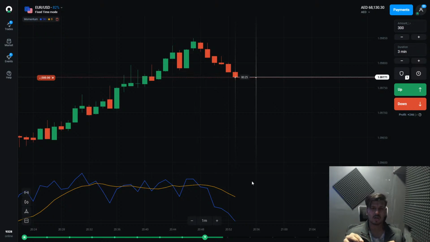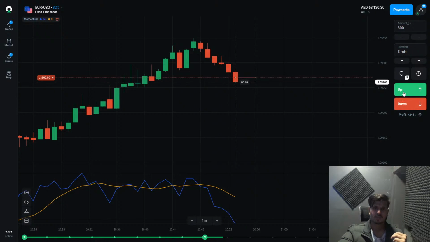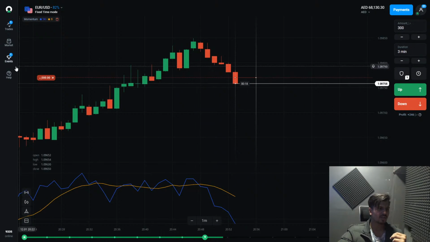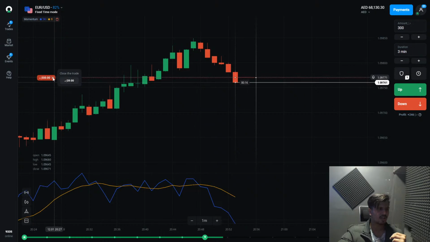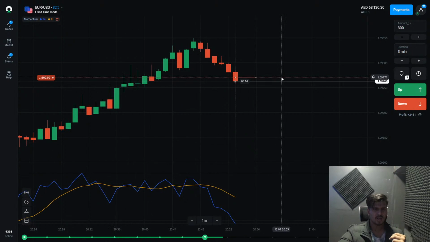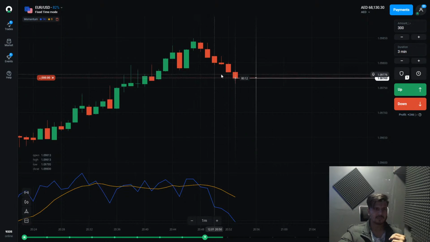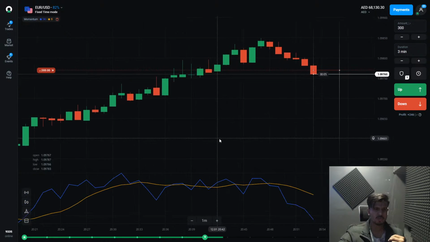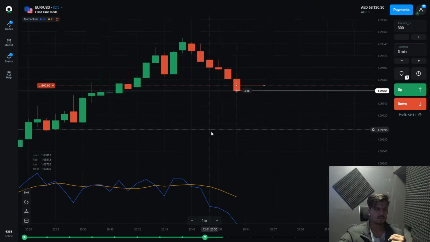So we click on the down trade. There are only 2 options, up and down, only 2 trades. When you make the trade, a line is created here. You can see I made the down trade, so it's a red line. If I make the up trade, then it will be a green line. So the conclusion is, let me zoom in so you will understand easily.